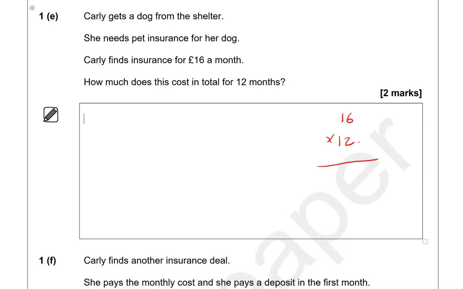2 times 6 is 12, so 2 down and 1 is carried over. 2 times 1 is 2, and the 1, that is 3. Putting 0 down now, and we move on to the 1. So 1 times 6 is 6. 1 times 1 is 1. So adding these together, 2 and 0 is 2. 3 and 6 is 9. 192.